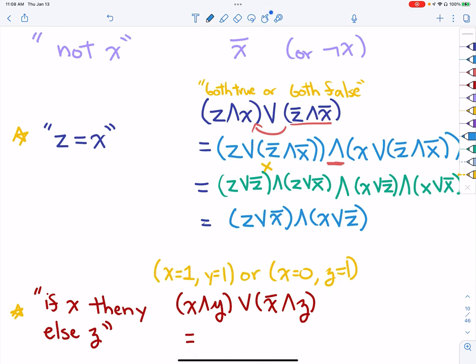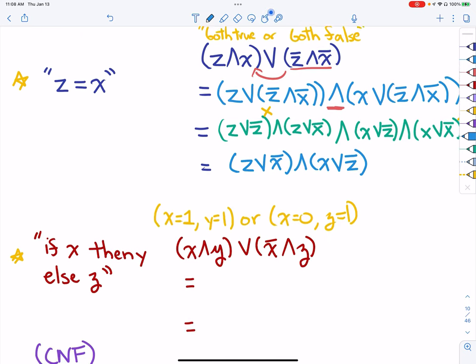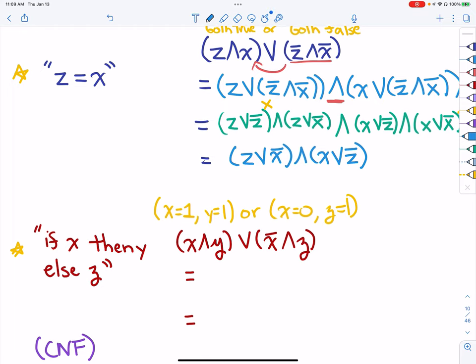Let's play the same game with conditional statements. If X, then Y, else Z. We had our lazier disjunctive normal form from before. Okay. What should we do first?